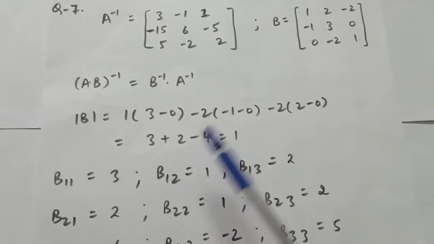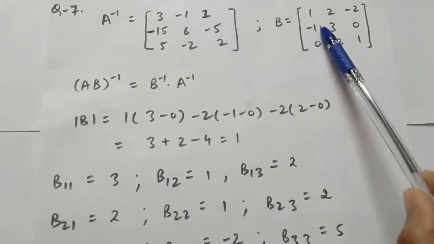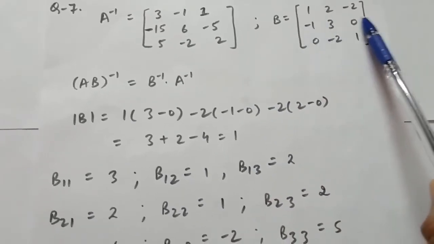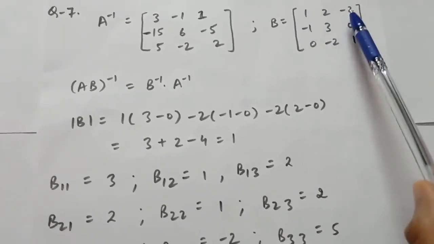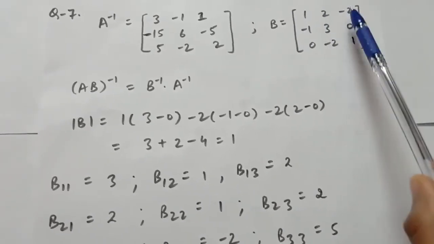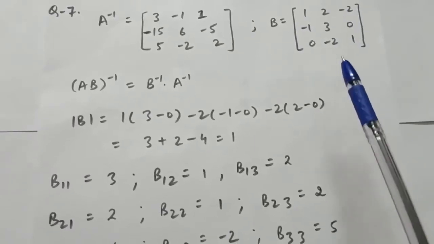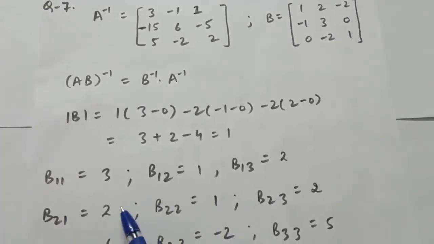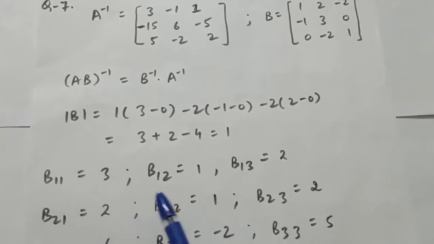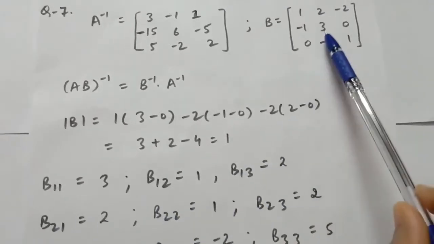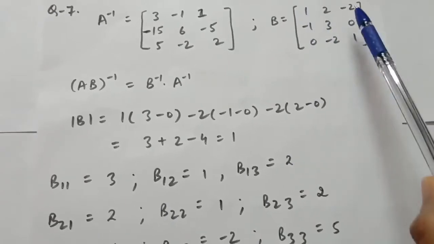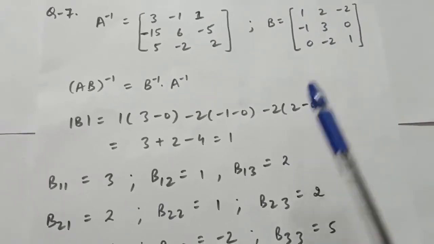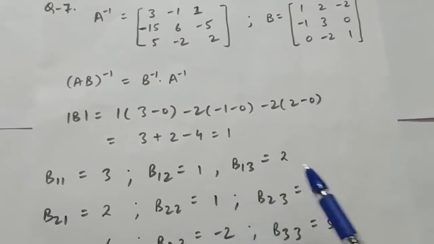Now B21, which is the cofactor of this element, so leave the second row and the first column. So you will get 2 minus 4, that is minus 2, and it will get multiplied with minus 1. So the cofactor will be 2. Then for this element, leave second row and second column. So you will get 1 minus 0, that is 1, and it will get multiplied with plus 1.